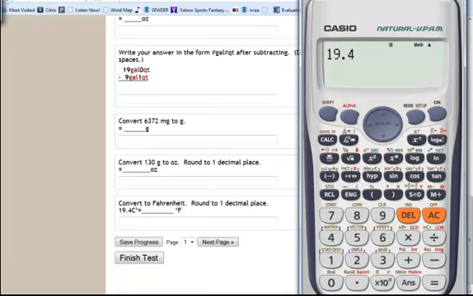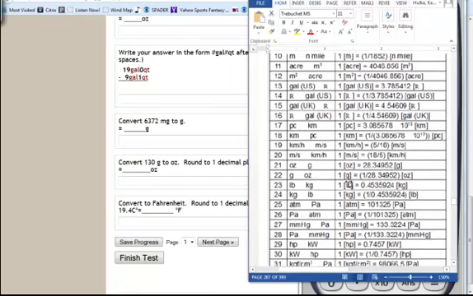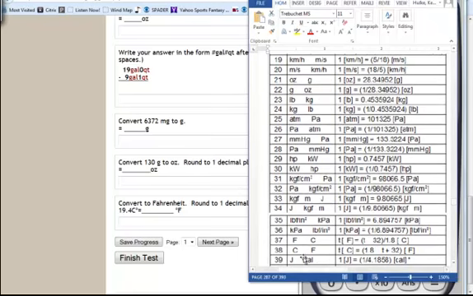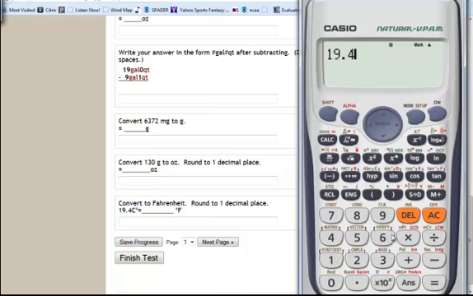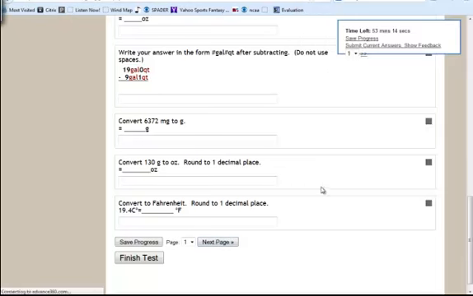19.4, and this time the conversion is Celsius to Fahrenheit, which is number 38. Shift conversion 38, and then you got Celsius to Fahrenheit. Next page.